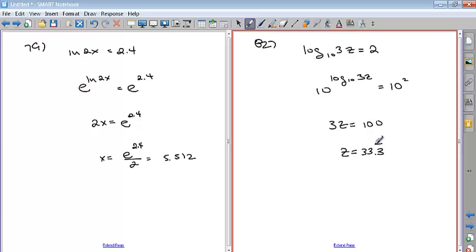And we can do log base 10 on our calculator, so let's do that. So log base 10 of 3 times 33.3, which is 100. Log base 10 of 100 is 2.